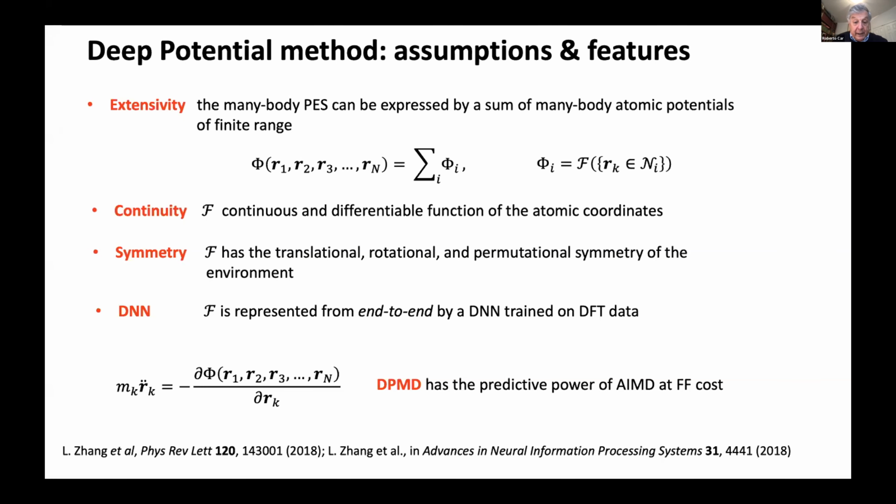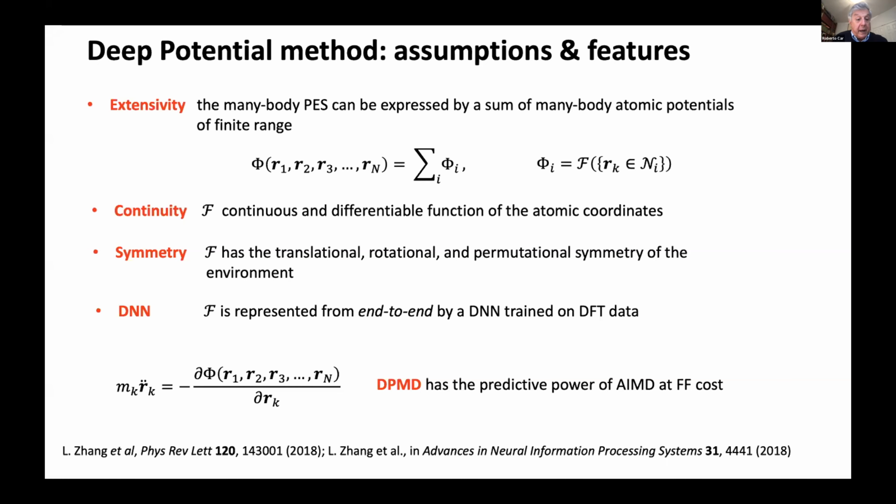So phi is given as the sum of phi I, where the index I runs over the atoms in the system, and each one of these phi I is represented by a function of the coordinates of all the atoms within a finite environment of this particular atom. This is a basic assumption. You may think that this is some sort of generalized embedded atom potential method.